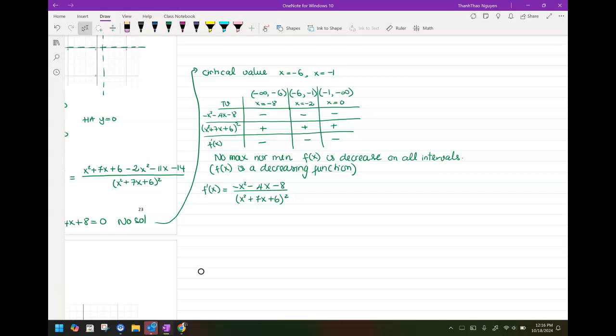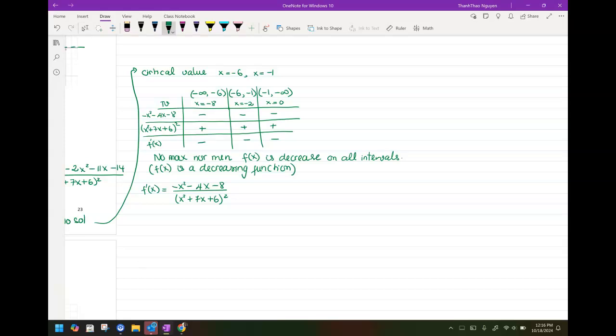So then the second derivative, f double prime of x, is equal to (x squared plus 7x plus 6) squared times (negative 2x minus 4) plus (x squared plus 4x plus 8) times 2 times (x squared plus 7x plus 6) and the chain rule (2x plus 7), divided by (x squared plus 7x plus 6) to the fourth.